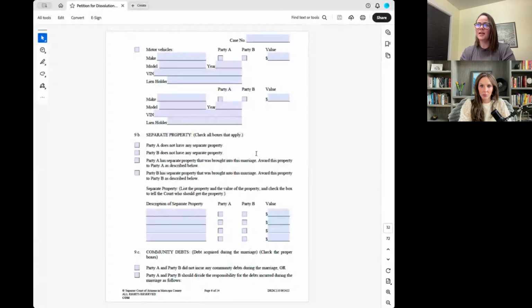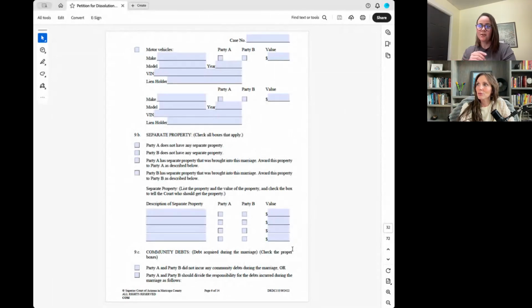So if there's any items like that, or I just worked on one recently where there was a big inheritance. The wife got a big inheritance. Even though it was obtained during the period of the marriage, that's still presumptively separate property under Arizona law. So any of those things you can list here.